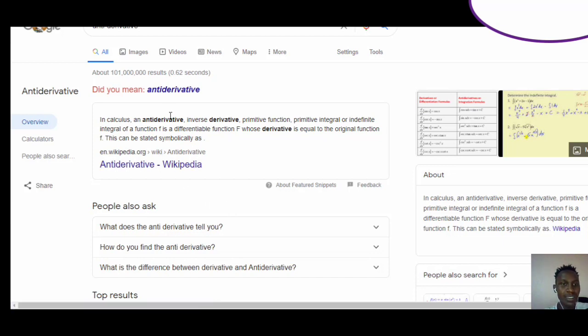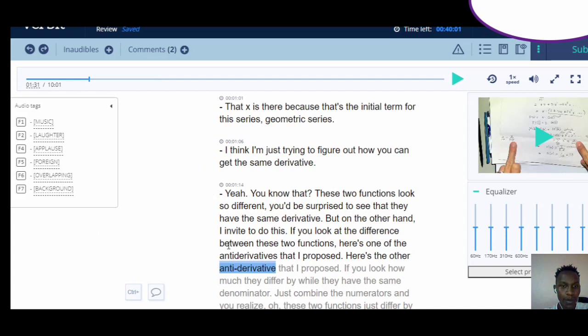When you search on Google, you can see there is no hyphen. So we delete it. Antiderivative that I proposed.